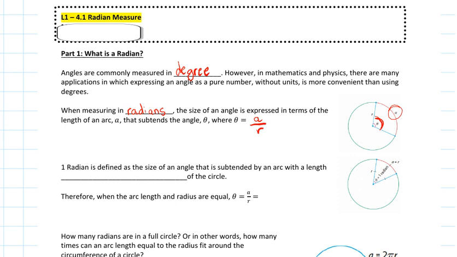So 1 radian is defined as the size of an angle that is subtended by an arc with a length equal to the radius of the circle. So remember, the angle theta is equal to A over R. If theta is equal to 1, then A over R is 1, which means A is equal to R. Since A is equal to R, 1 radian is when I have R over R, which equals 1.